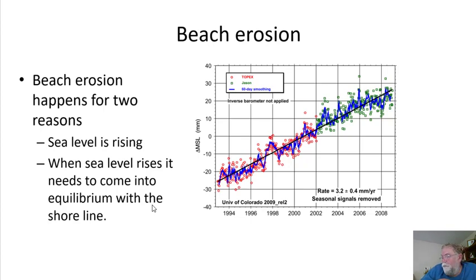Here's the thing, though. People say, well, okay, look, the worst expectations of global climate change are, let me say, 20 feet of sea level rise. And my house is 30 feet above sea level, so I'm good. Yeah, no, you're not. Okay, so here's the thing. When sea level rises, it has to come into equilibrium. So what do I mean by that? Well, let's take a look.